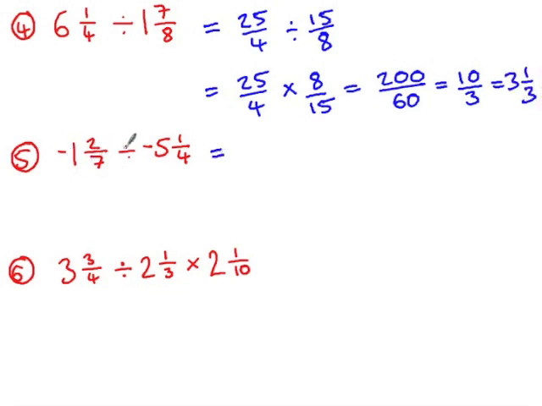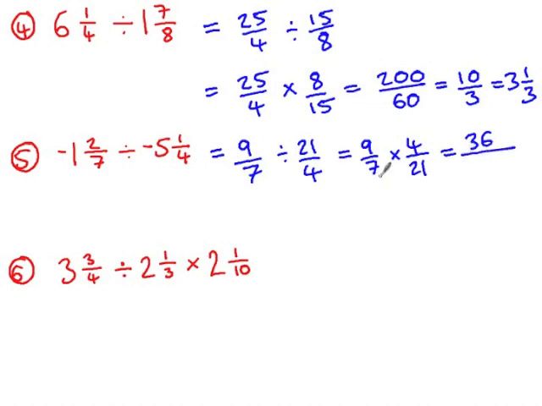Next we have a negative divided by a negative, so the result will be positive. I'm going to start by writing each of these as an improper fraction. Then I change to a multiply and change the divisor to the reciprocal. 9 times 4 is 36. 7 times 21, 147. Both of these numbers are divisible by 3 to give 12/49.